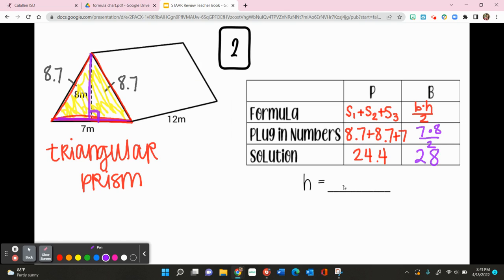Now, the height of a triangular prism, again, is the distance between your bases. Now, here you have a triangle up front, and remember, you're going to have a triangle in the back. So the distance between our triangles here is 12. So the height of our triangular prism is 12.